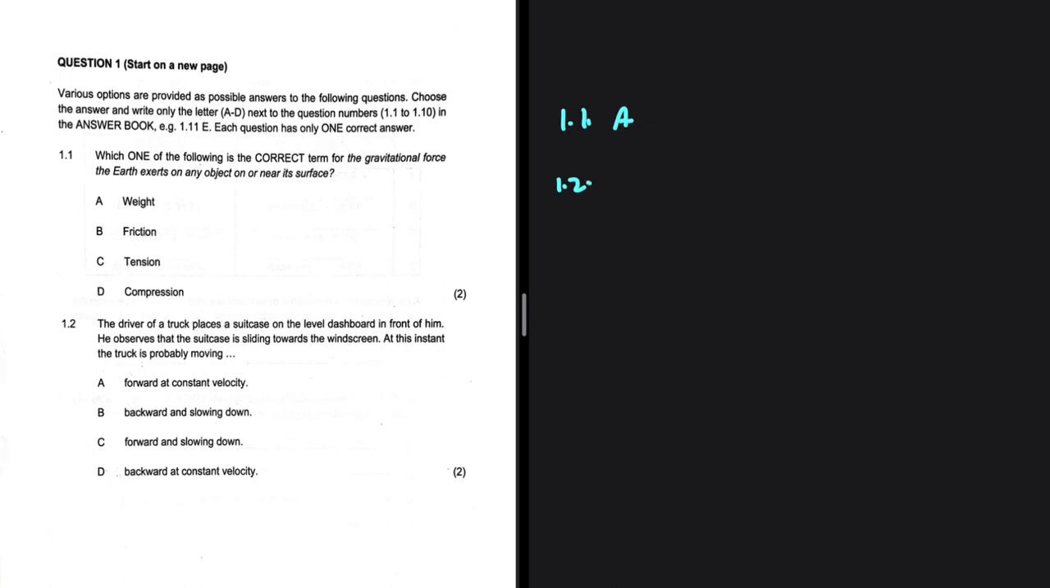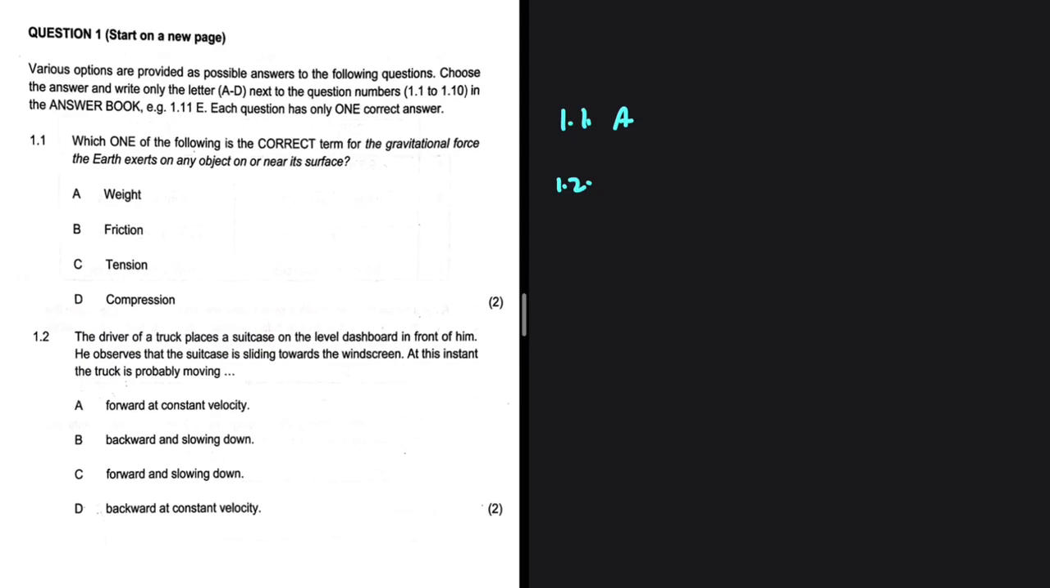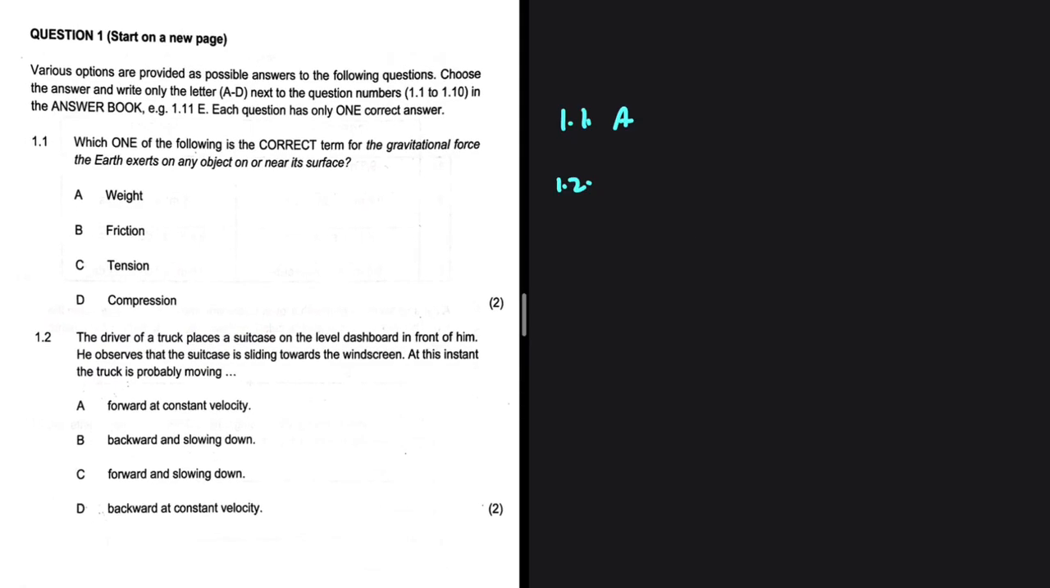The driver of a truck places a suitcase on the level dashboard in front of him. He observes that the suitcase is sliding towards the windscreen. At that instant, the truck is probably moving... Okay, so we're supposed to choose between a few options there. We have our dashboard, which is level, and there's a suitcase on top of the dashboard. The suitcase is sliding towards the windscreen.